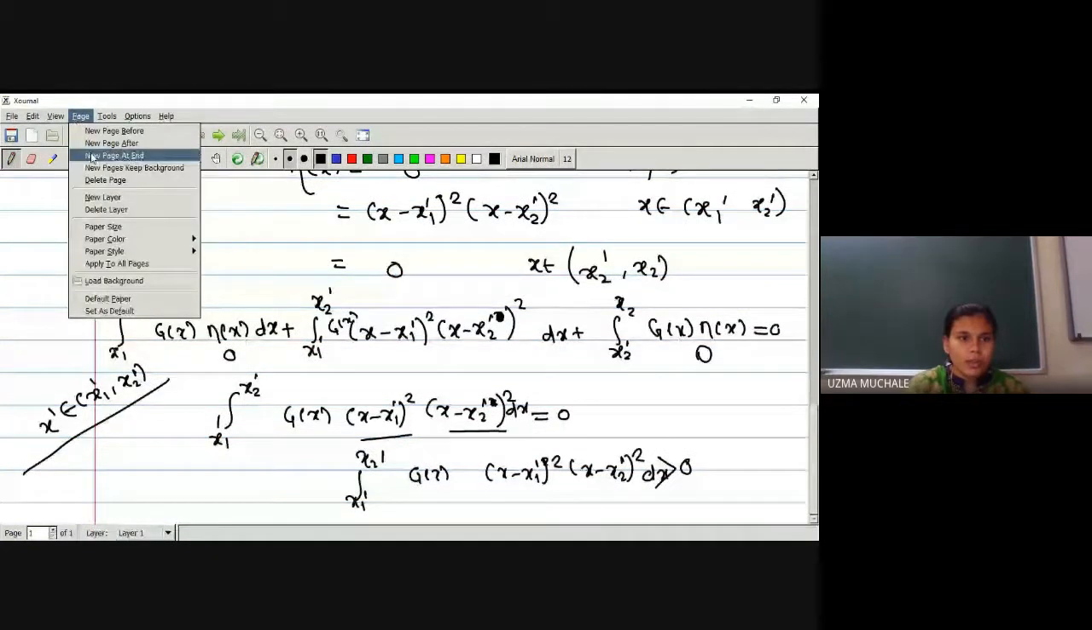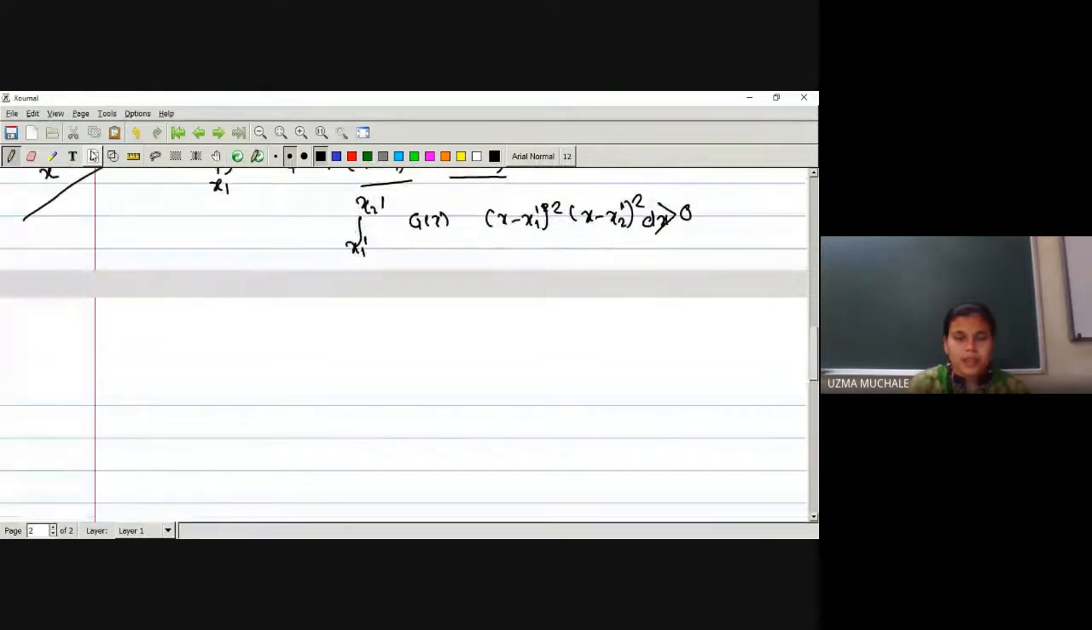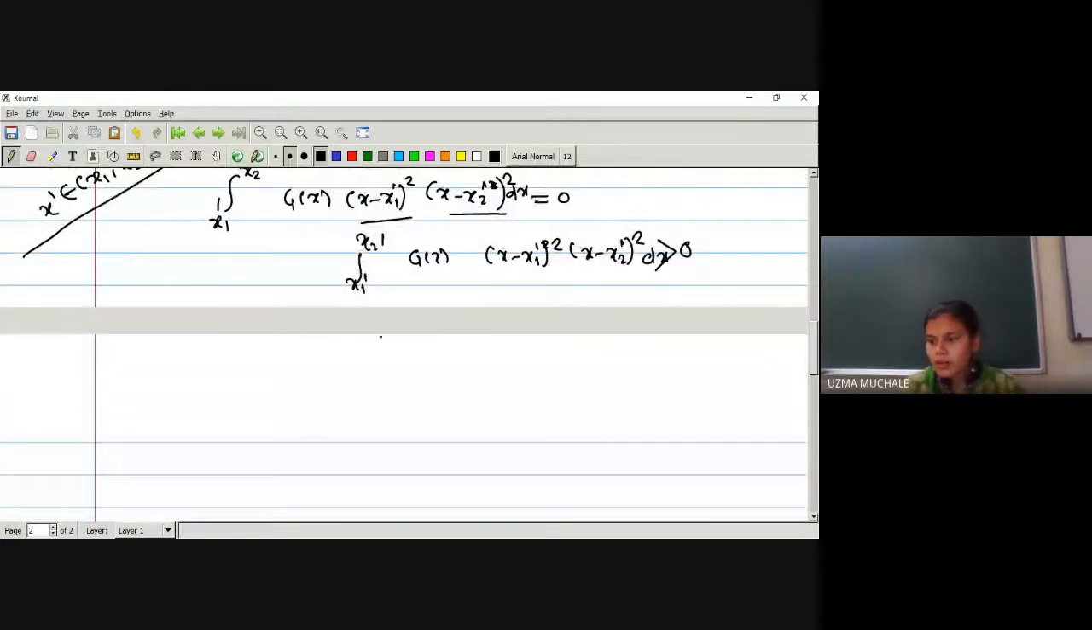So now we can arrive at the contradiction. What is the contradiction? Where does the contradiction arise? Because what is the given thing to us? The integral from x1 to x2 of g of x eta of x is equal to 0. It is given from equation 1. This is our equation number 1.